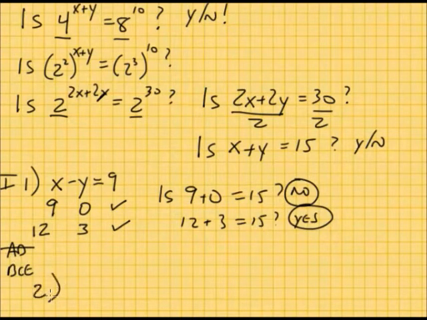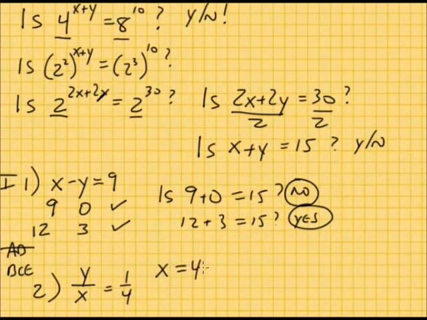It says y over x is 1/4. So this gives you a relationship of the two variables. And if I cross multiply, what I'd have is x equals 4y. So let's talk about using testing again. If y equaled 1, x would equal 4.